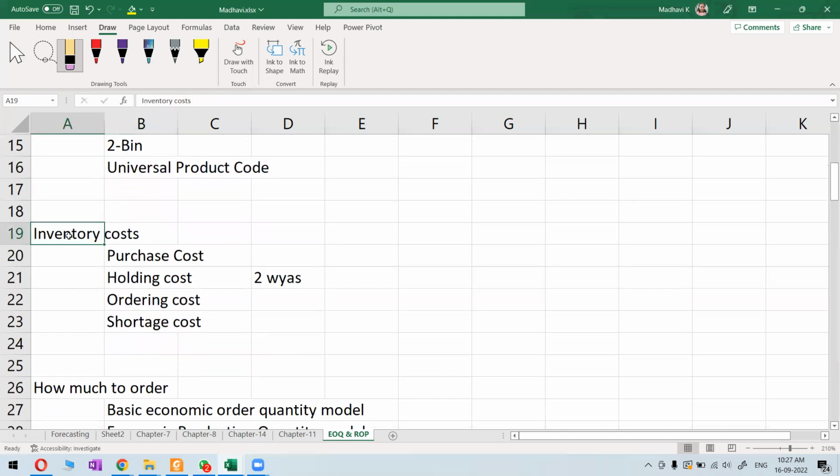And coming to the inventory cost, there are multiple costs associated with it. One is the purchase cost. Purchase cost is nothing but the quantity we are ordering multiplied by the cost of that particular good. So this one we identify as Q into C.